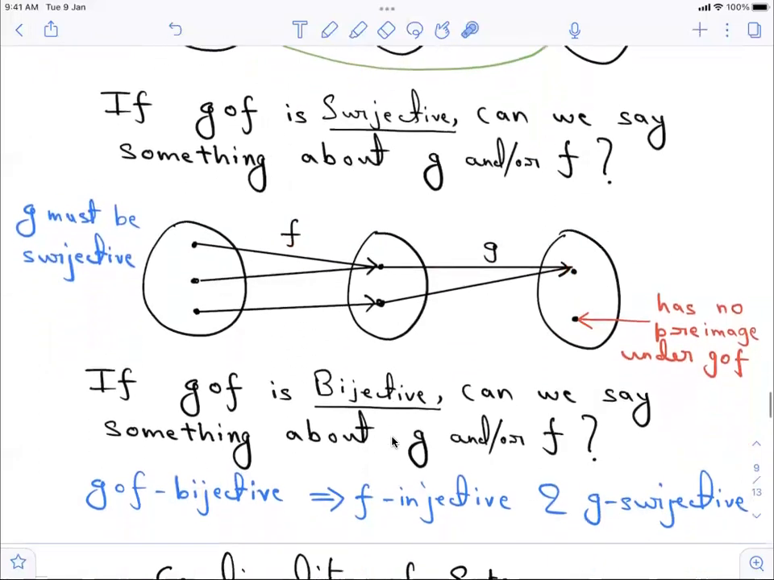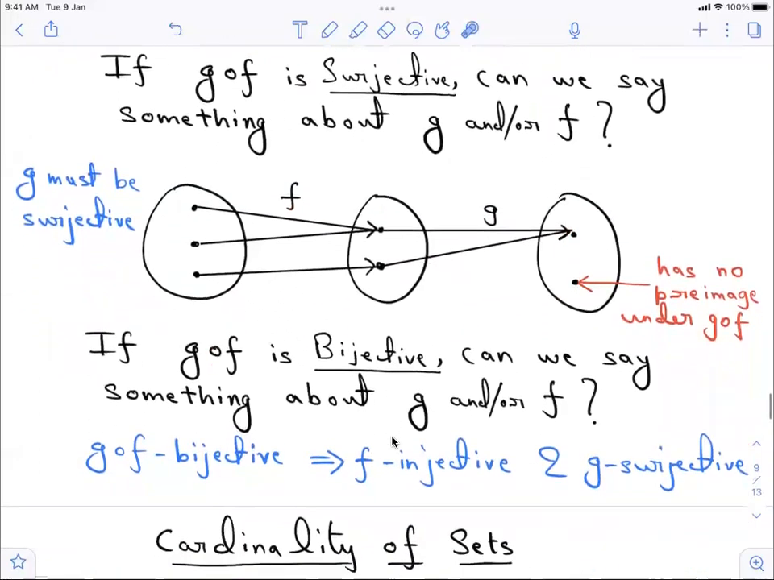So from these two, we deduce that if G∘F, the composition, is bijective, then from the first part, F must be injective, and from the second part, G is surjective. So the composition is bijective, the first function is injective, the second function is surjective, whichever you call first or second. So if the composition is bijective, F is injective and G is surjective.